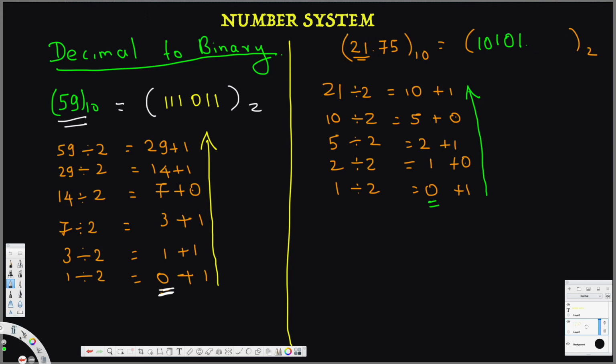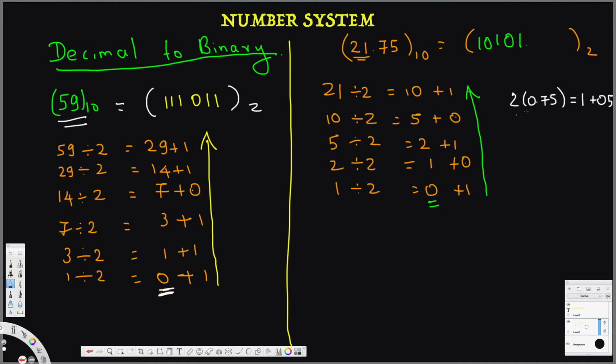Now what to do for the fraction point? For the fraction point, what you have to do is multiply this one by 2 until we get 0. Let's look at the next. Let's see this. 2 times 0.75. We are going to get 1.5. So I write 1 right here, and then the fraction part I separately write, like 0.5.